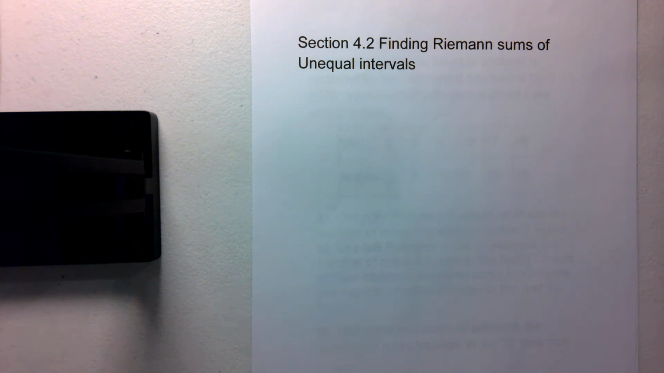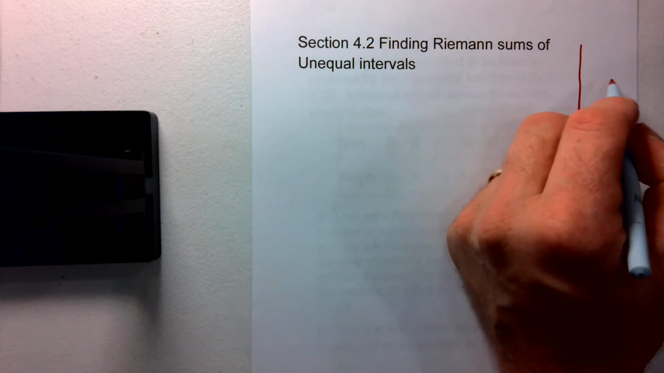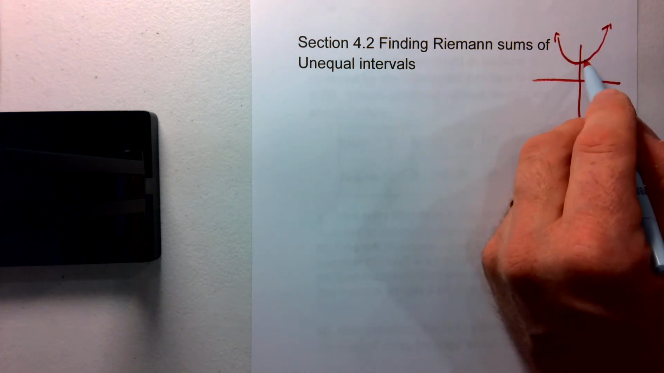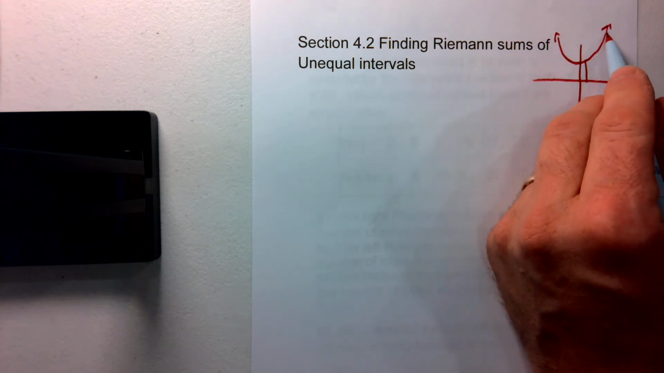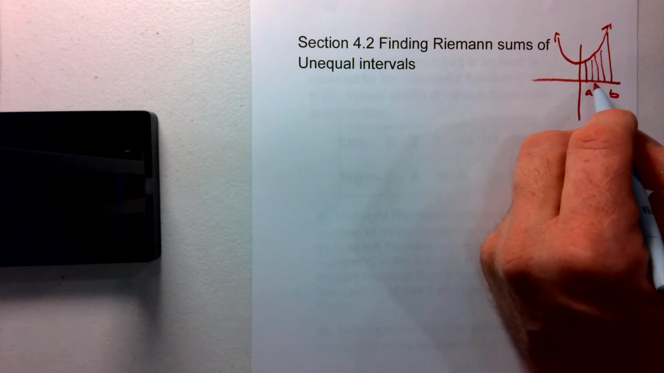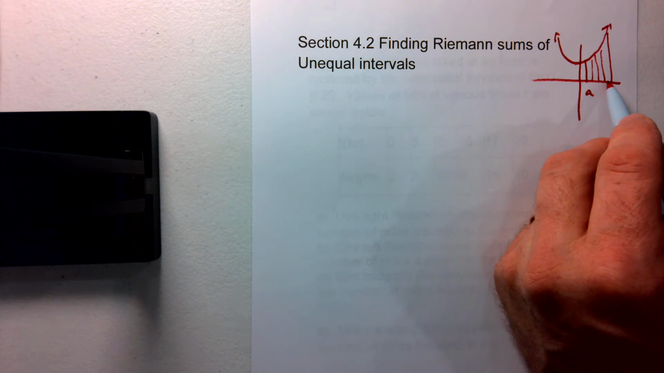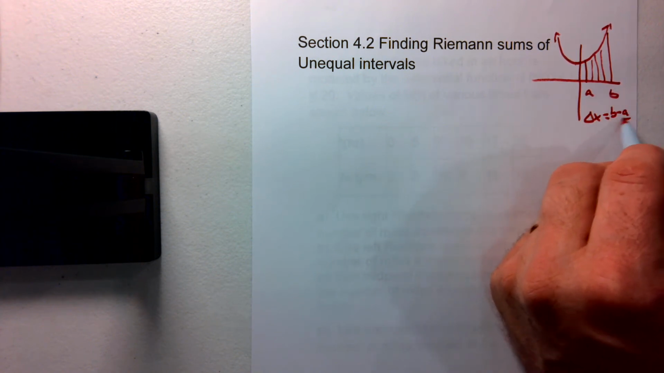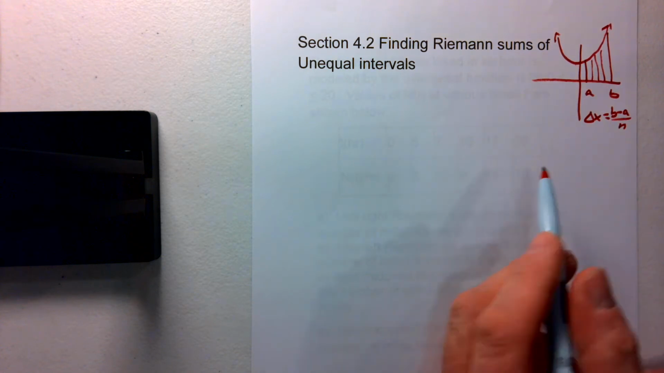All right, welcome back. We're going to find Riemann sums today with unequal intervals. What does that mean? Well, up to this point, recall that we've given you a function and we've cut it, say, from A to B, and we've always made our intervals the same. So it was always the same distance between each of our intervals. So our delta x was always b minus a divided by the number of intervals that we wanted.